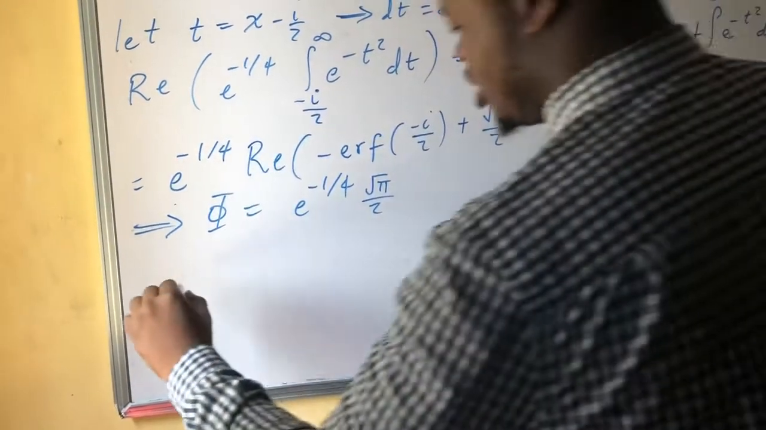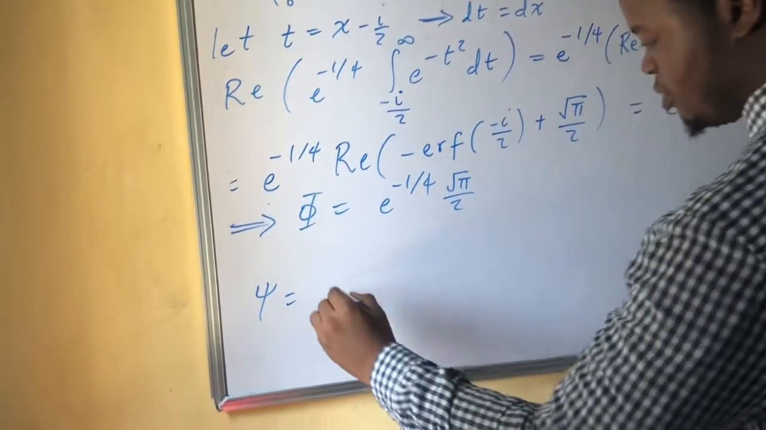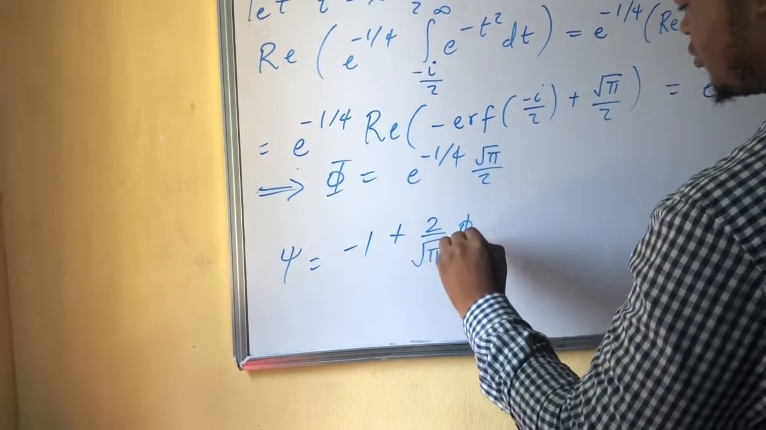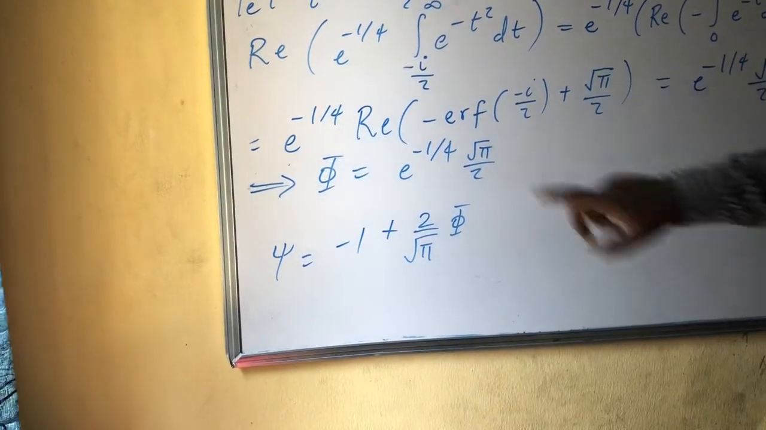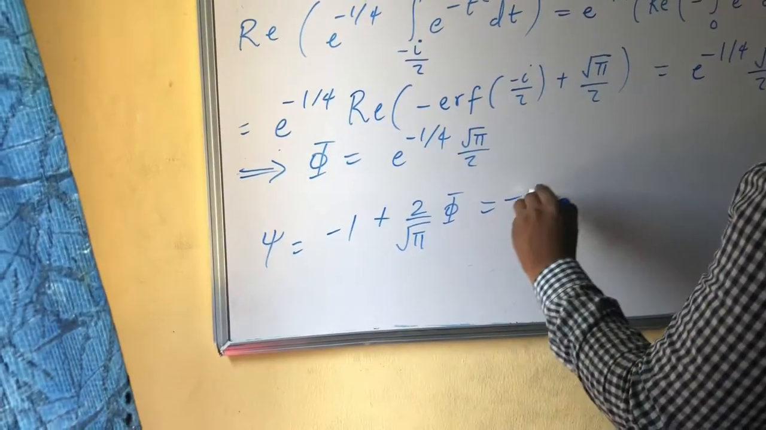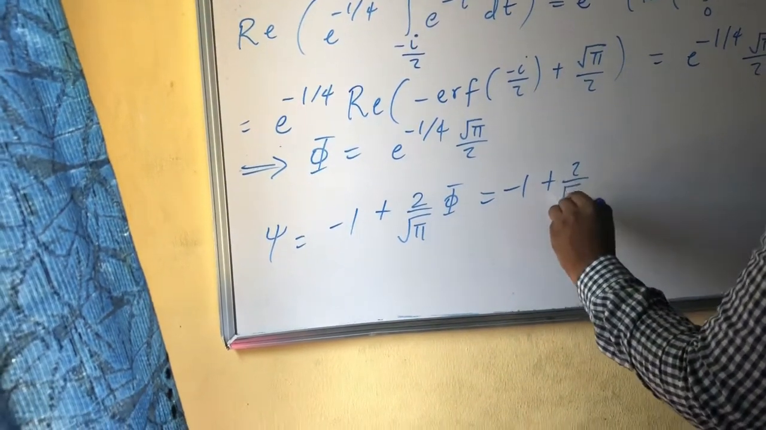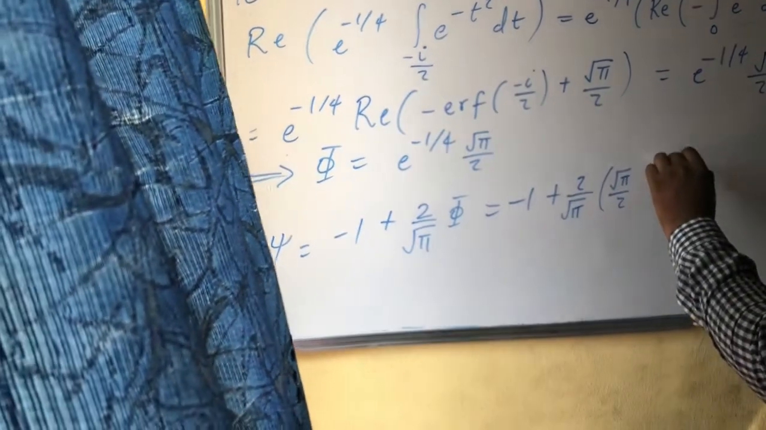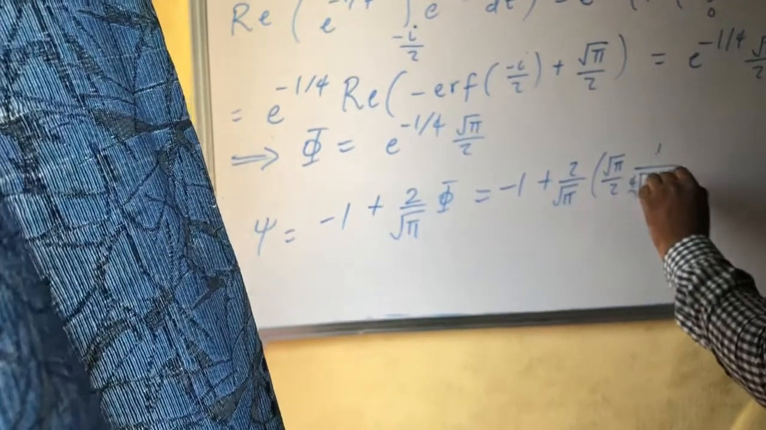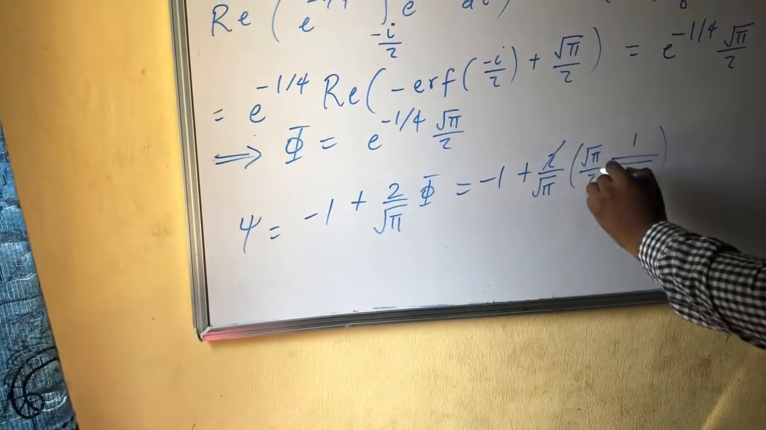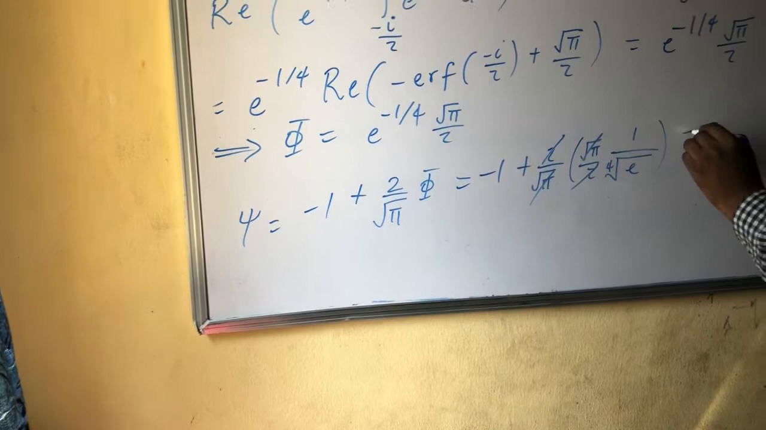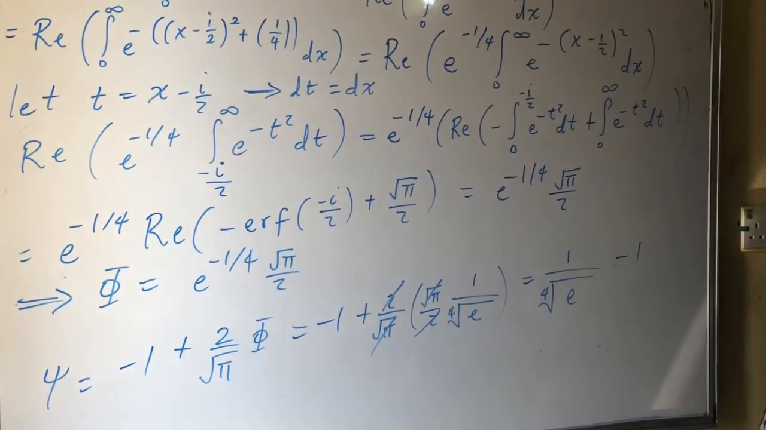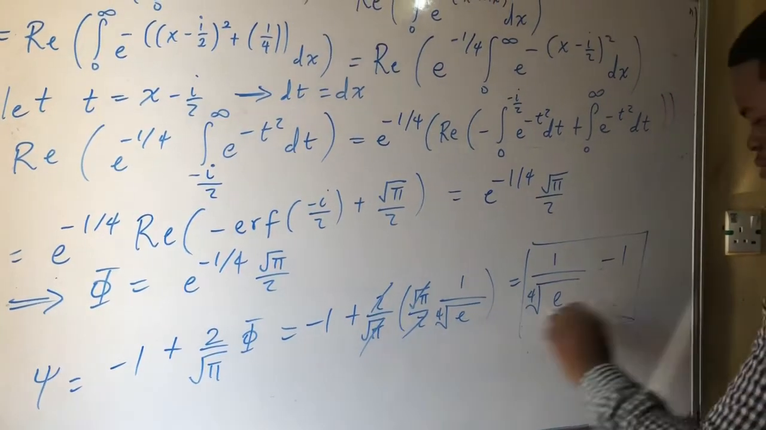Now, we all know the integral we were solving earlier on was simply minus 1 plus 2 over square root of pi times this. But this is simply this. So this is equal to minus 1 plus 2 over square root of pi, times square root of pi over 2, times 1 over the fourth root of e. This we cancel, this we cancel. We should be left with 1 over the fourth root of e minus 1. So this is our final answer.